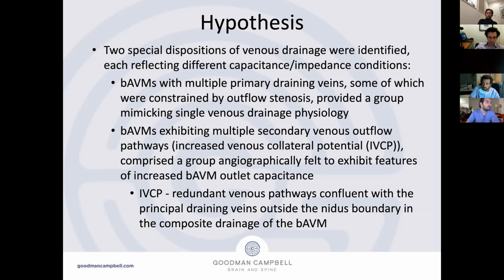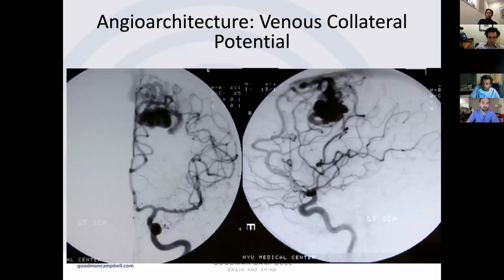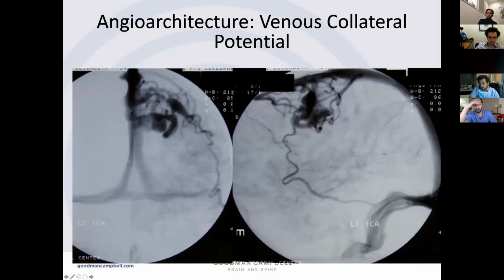So here's a 36-year-old with a 3.5 centimeter brain AVM. There are two draining veins from this, primary draining veins from this nidus. But if we look at a slightly later phase here, you can see that there are then multiple veins that come off of those two primary veins to add to the increase to the venous collateral potential. And so two primary veins, and then, I don't know, 4, 5, 6, 7 additional veins that we called increased venous collateral potential.